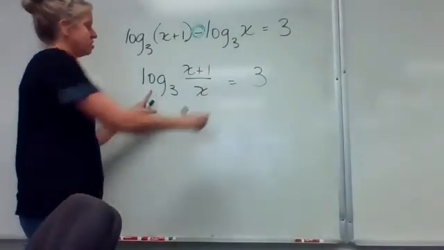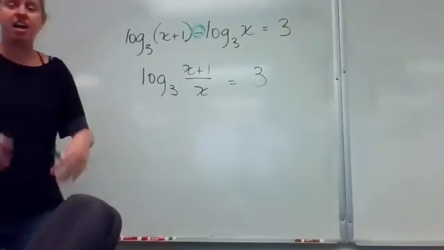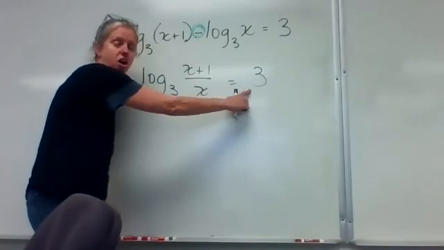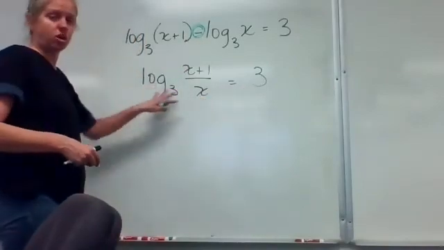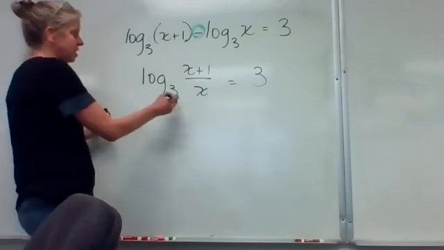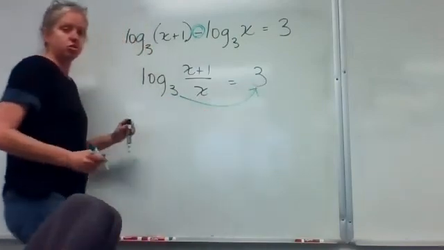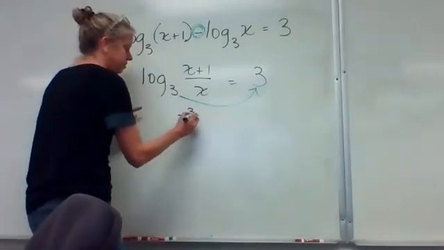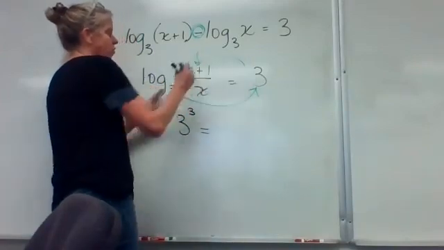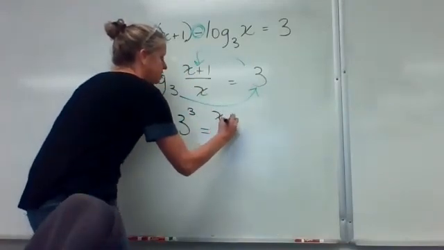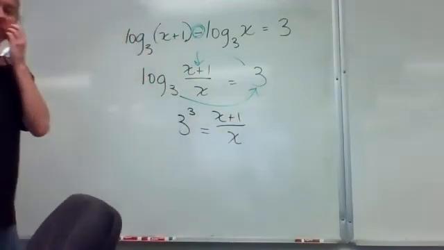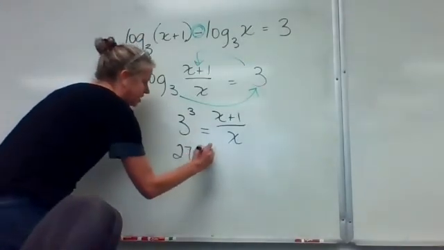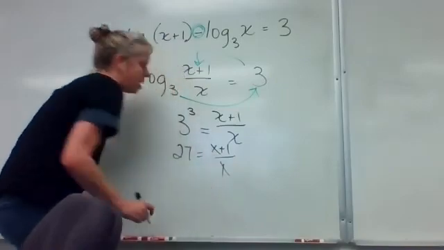Now, at this point on the last one, I still had logs on both sides, so I just divided them off of both sides. I can't do that on this one because there's no log over here to divide off. This is back to I've only got one logarithm. So I'm going to turn this into an exponential equation. 3 to the third power is going to be equal to what's in this position, which is (x plus 1) over x. So over here, 3 to the third power is 27 equals (x plus 1) over x.